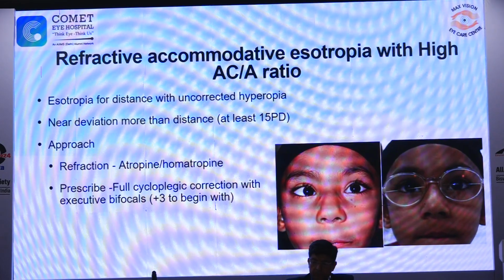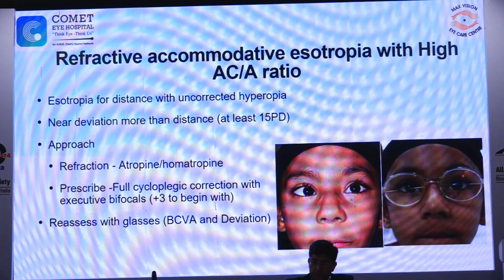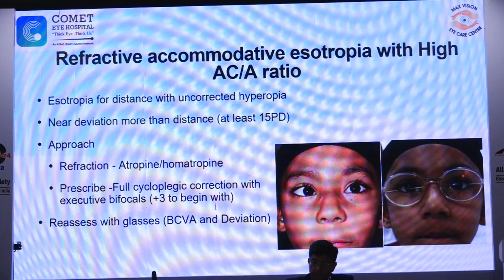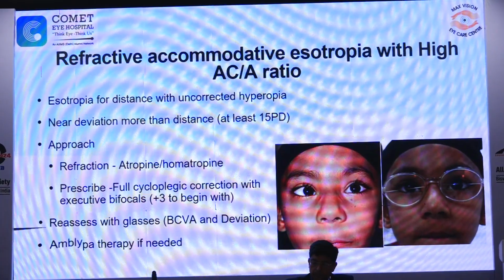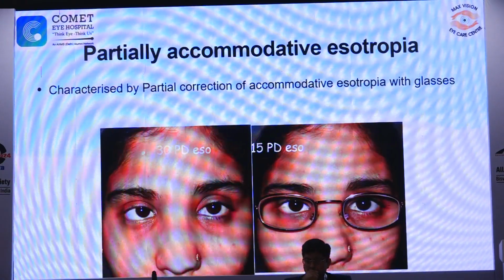The importance here is to give executive bifocals. They should be bisecting the pupil, or at least be at the lower border of the pupil. Again, reassess the deviation and the vision with glasses, and if the child has amblyopia, this has to be treated. Now, partially accommodative esotropia is characterized by partial correction with glasses.